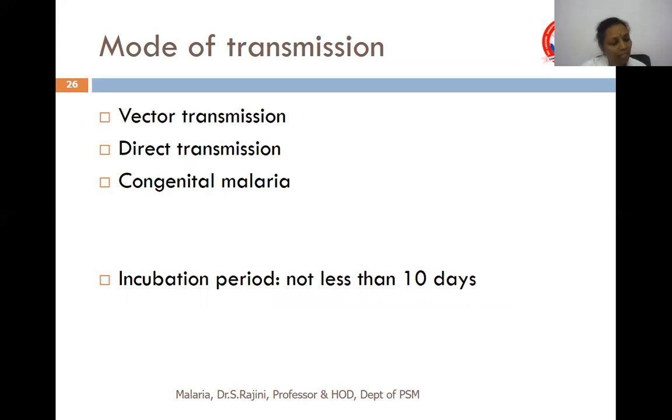Direct transmission: malaria can be induced accidentally by hypodermic, intramuscular, or intravenous injection of blood or plasma. So blood transfusion, drug addicts. So this is through direct transmission. And congenital malaria: congenital infection of the newborn from the infected mother. So incubation period is not less than 10 days.